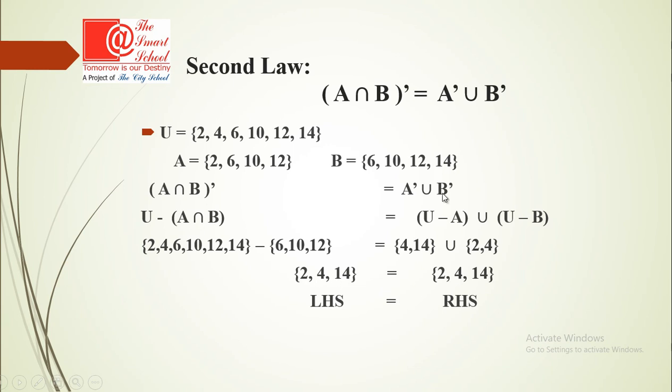Now here on the right side we have to find complement of A and complement of B, and then we will make their union. So complement of A is universal set minus A. Universal set minus A has 4 and 14 in it, and then universal set minus B has 2 and 4 in it, and when we will make their union, we have 2, 4 and 14 in it. Same elements on left hand side and right hand side. It means De Morgan's second law is also proved.